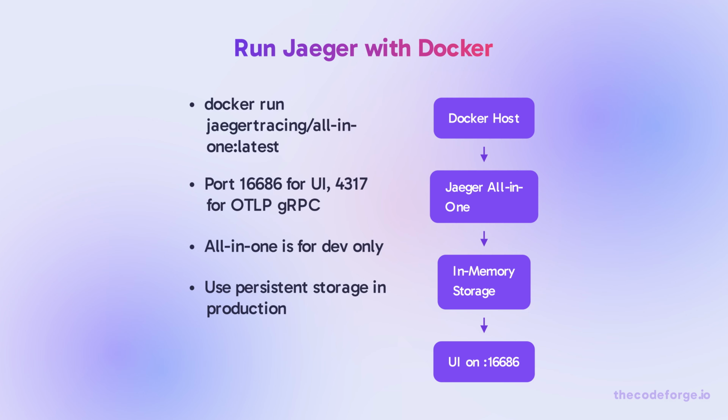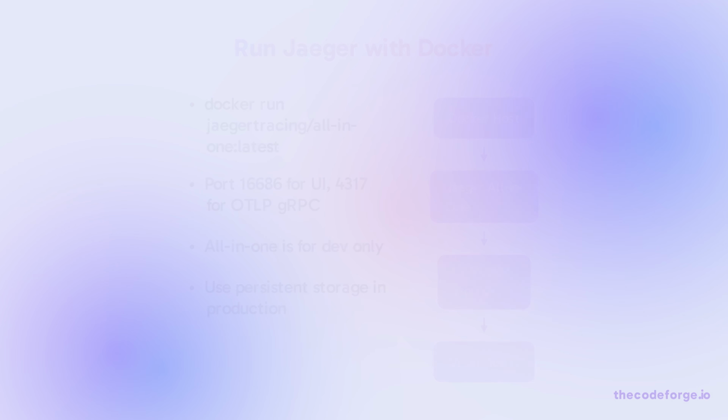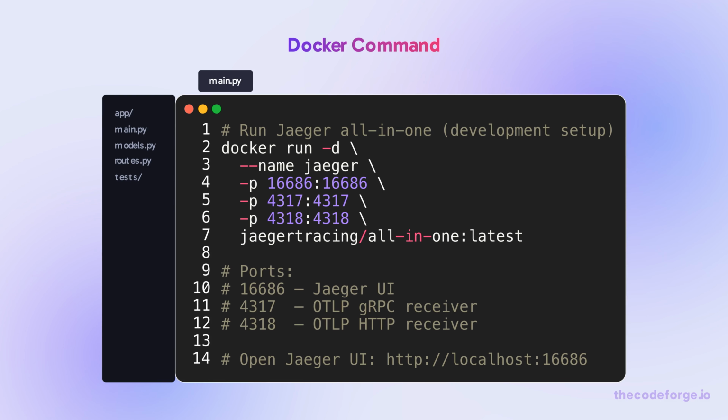Running Jaeger locally with Docker is trivial. The all-in-one image bundles storage, collector, and query into one process. It's fine for dev, but loses all traces on restart. This command starts Jaeger with ports for UI and OTel receivers. Use it for development. For production, configure Elasticsearch or Cassandra as storage.